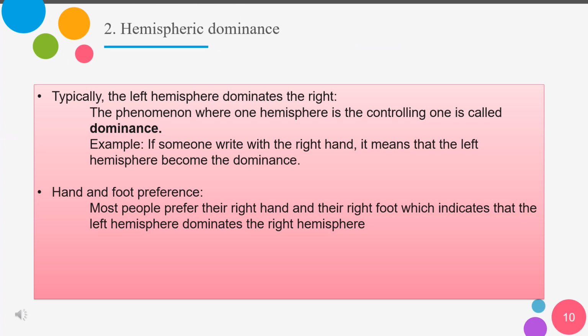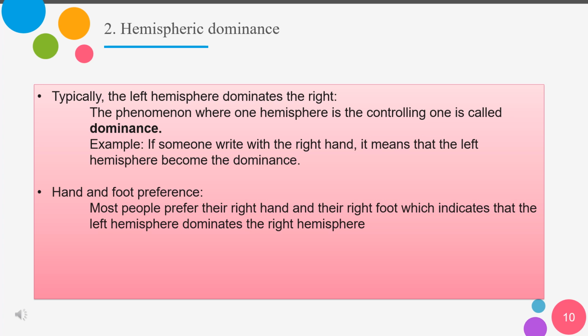In the opening part, we had a question related to body preference. Now, I will explain to you about hemispheric dominance. Typically, the left hemisphere dominates the right. The phenomenon where one hemisphere is the controlling one is called dominance. It can be seen in the example. If someone writes with the right hand, it means that the left hemisphere is dominant. So, hemispheric dominance will control the body preference of a person, and typically, the left hemisphere dominates the right.